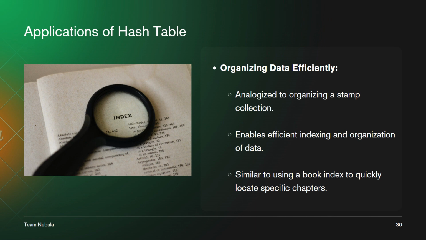Lastly, think about organizing your stuff. Imagine you have a collection of stamps and you want to find a specific one without flipping through every page. Hash tables work wonders here too. They help us index and organize data efficiently, just like how you would use an index in the back of a book to find a chapter quickly. So, hash tables are like our personal organizer, fast finders, and secret keepers in the digital world. They help us find, secure, and sort data in the blink of an eye.